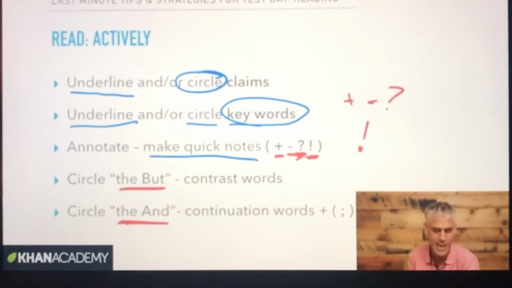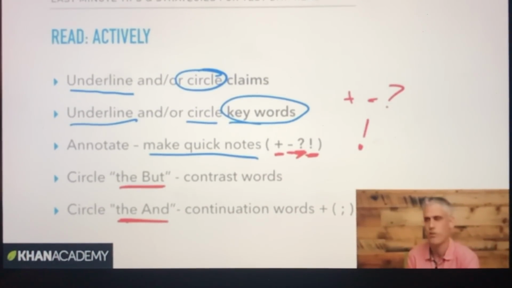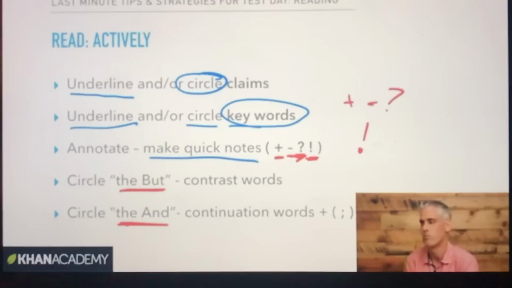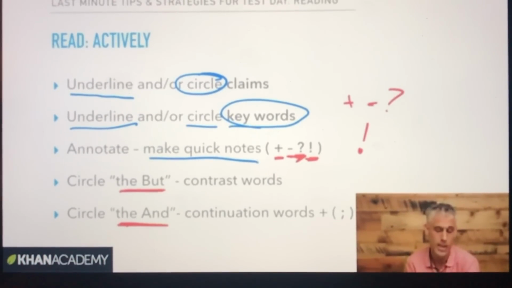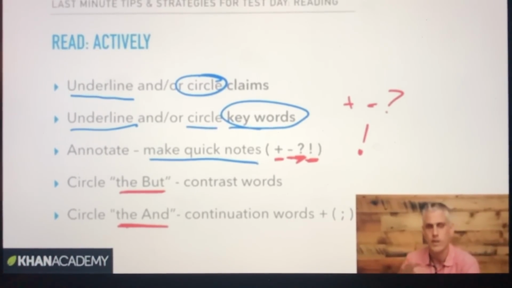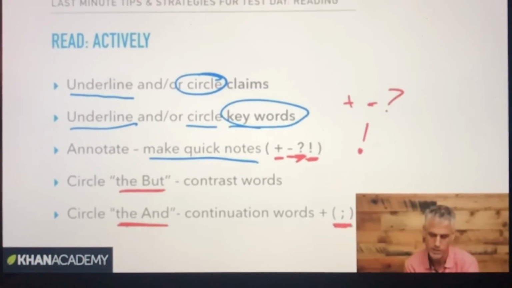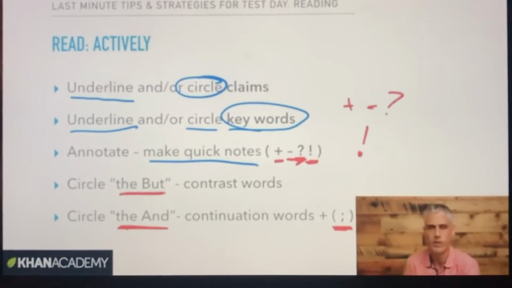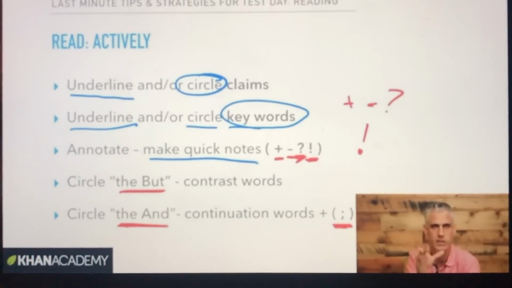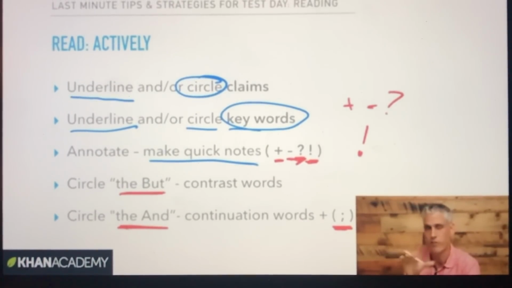Then we have circling the ands, and that's therefores and since and so. Those are all and words. Those are important to circle. The last thing I'll mention is the semicolon. Semicolons are helpful because they usually indicate that the sentence is going to tell you the same thing in a slightly different way.